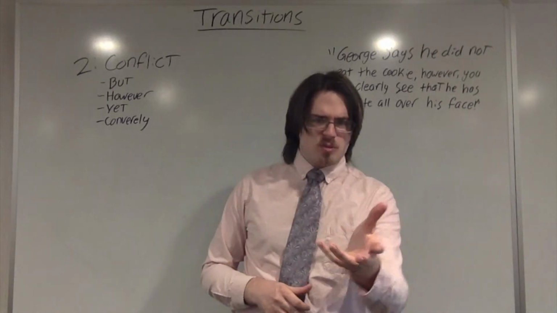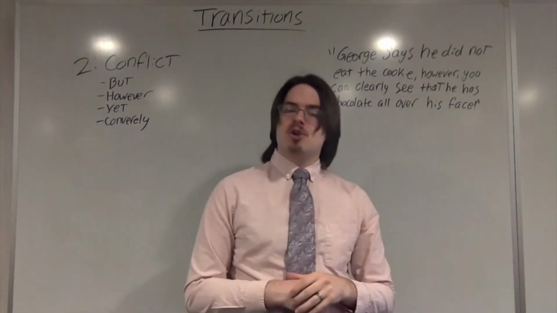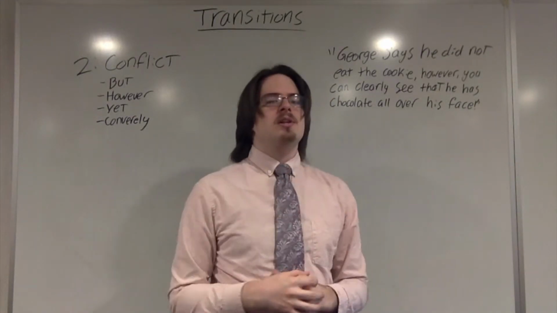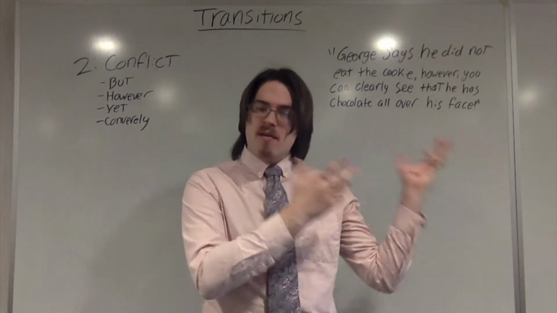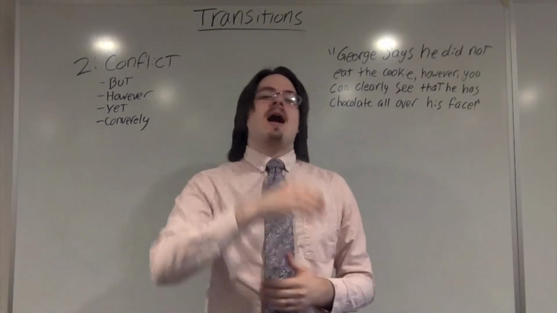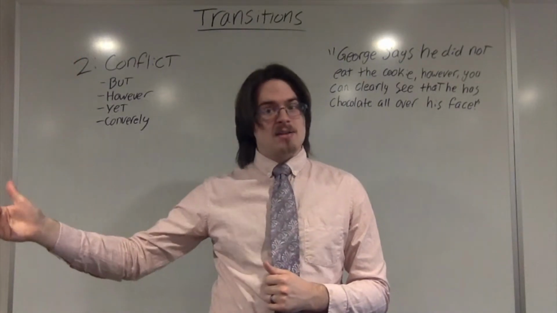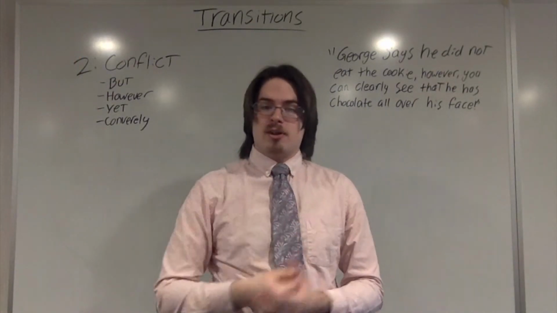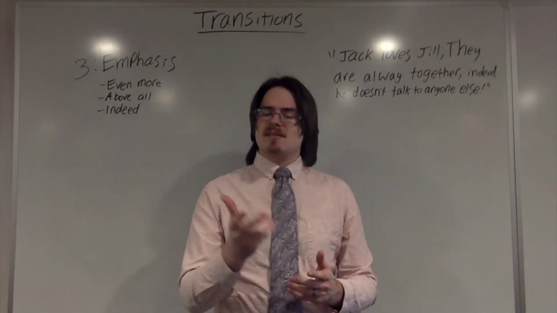An example of this would be something like this. George says he did not eat the cookie. However, you can clearly see that he has chocolate all over his face. So in this example, however functions to give a contrary or a different, contrasting fact that disproves the claim of another.